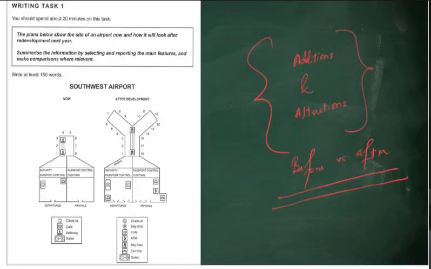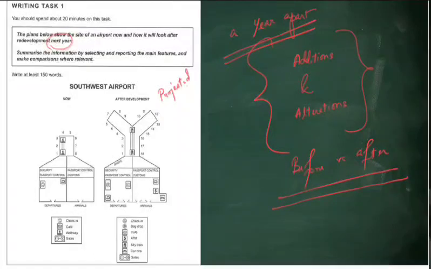And nonetheless, there's no temporal distinction, just a yearly difference, pretty much. They say that the plans show the site of an airport now and how it will look after redevelopment next year. So there's probably a year apart. The changes that would take place are projected changes. None of this has happened yet. This is projected, so this is in the future.